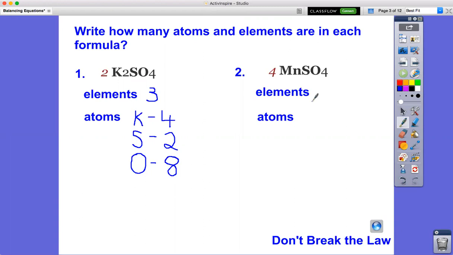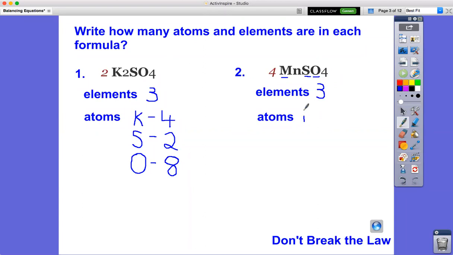All right, let's look at number 2. So we have the 4 as our coefficient, and then this 4 as a subscript to oxygen. Okay, so how many elements do we have? Look for the capitals. Here's a capital. Here's a capital. Here's a capital. Oh, look, everybody got it right. Excellent. 3. Beautiful. All right, let's count the atoms.